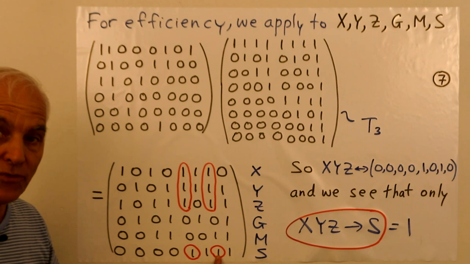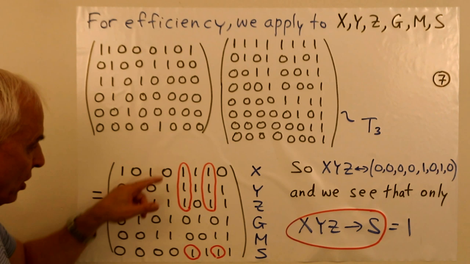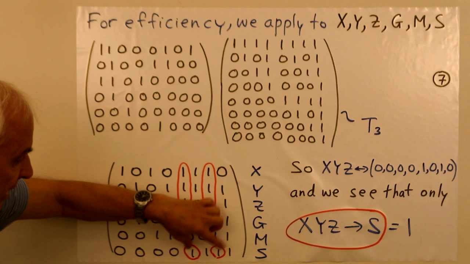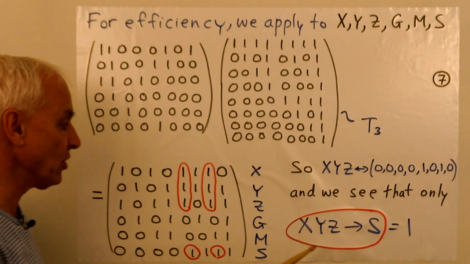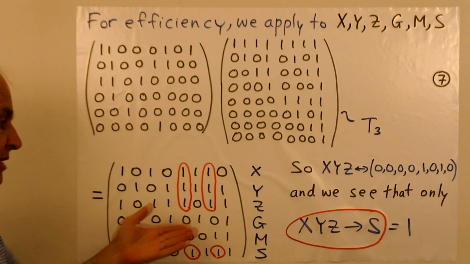So there's only two cases that have to be checked here. So the rest of the table is irrelevant. We're just looking for the columns where the premises are all one, and then we go down to the conclusion and see whether the entries corresponding are also equal to one. Since they are, we can deduce that X, Y, Z implies S actually is equal to one, while X, Y, Z implies G or M is not equal to 1.